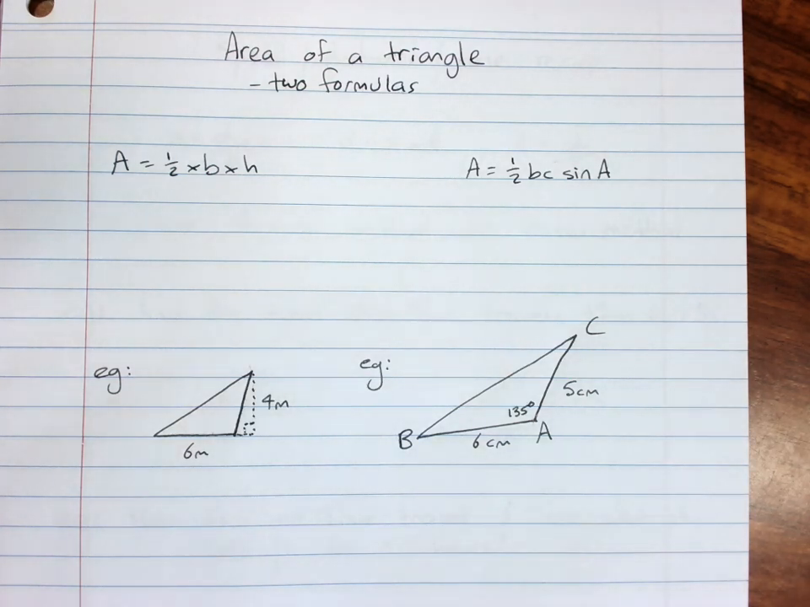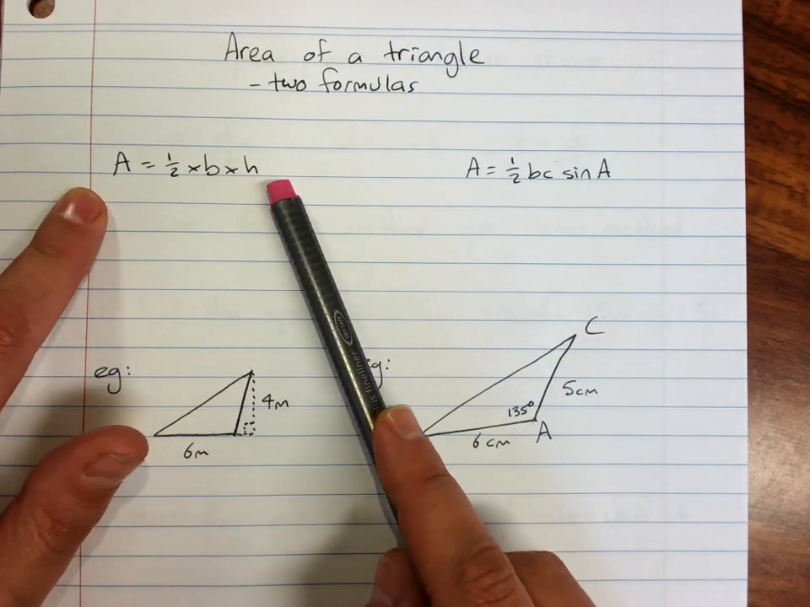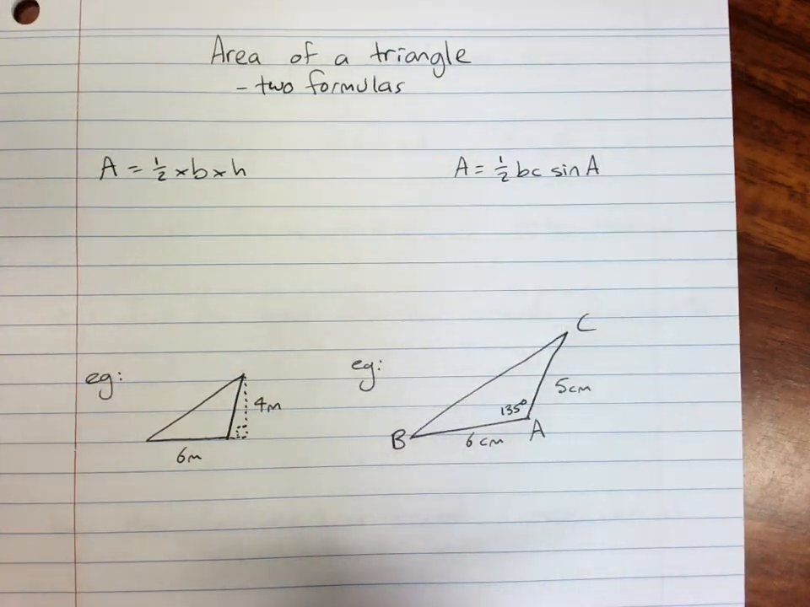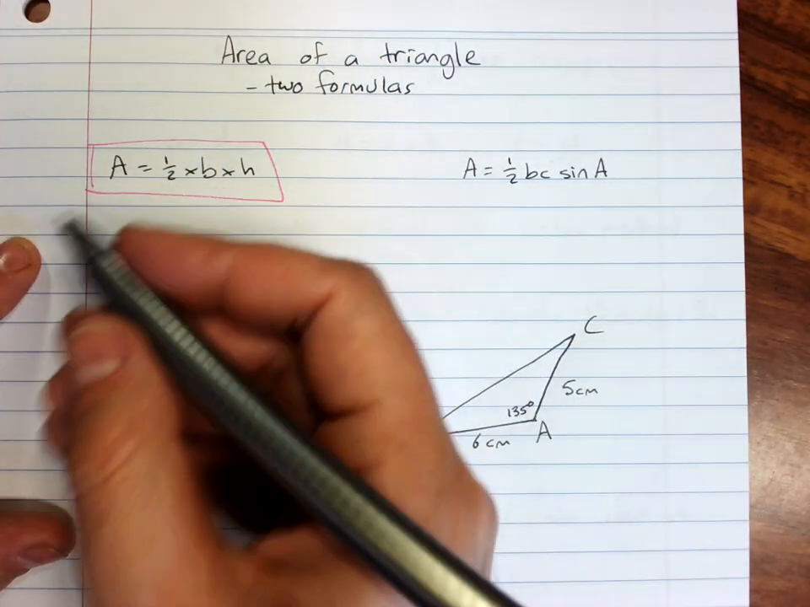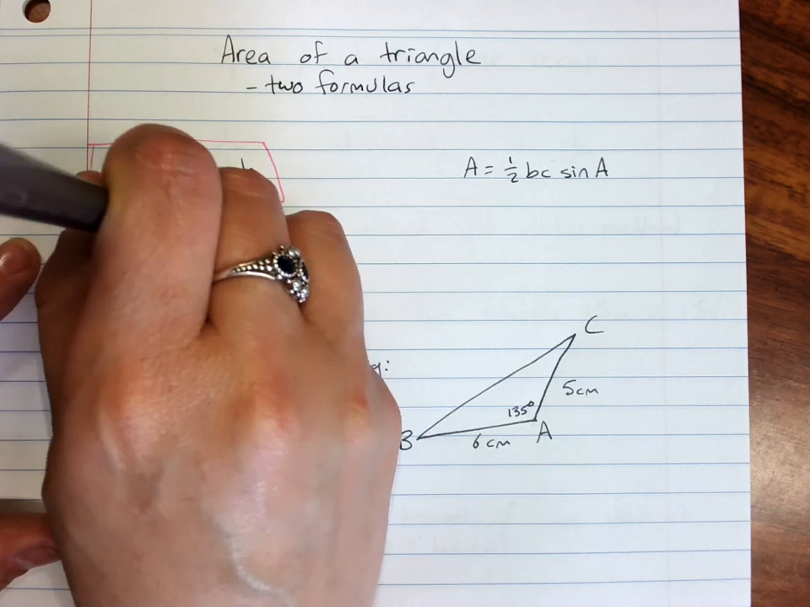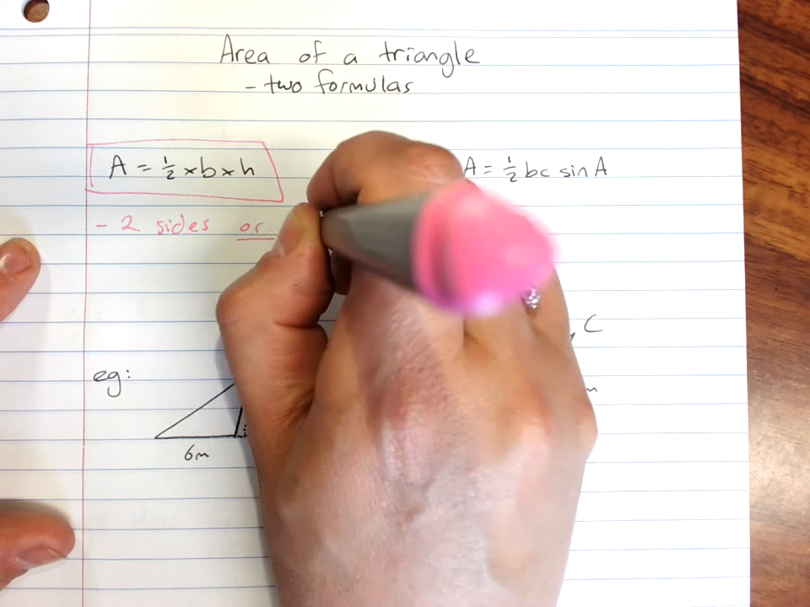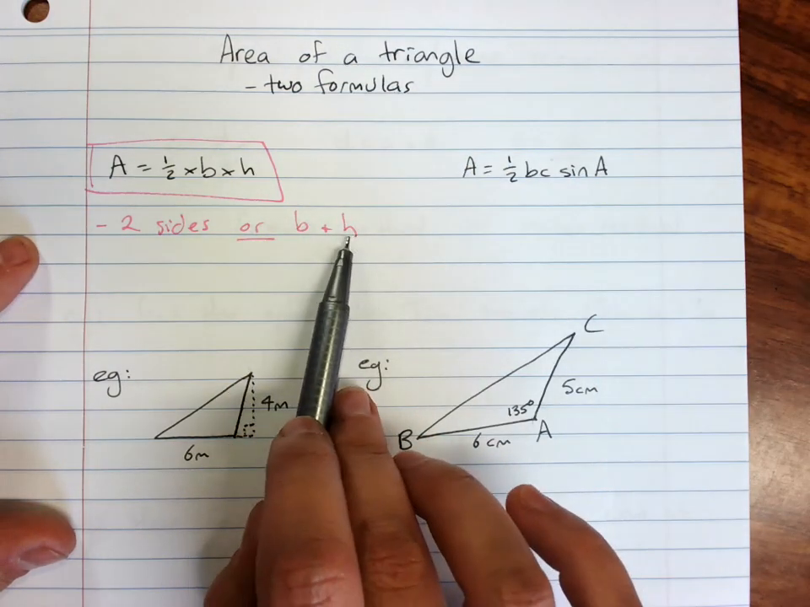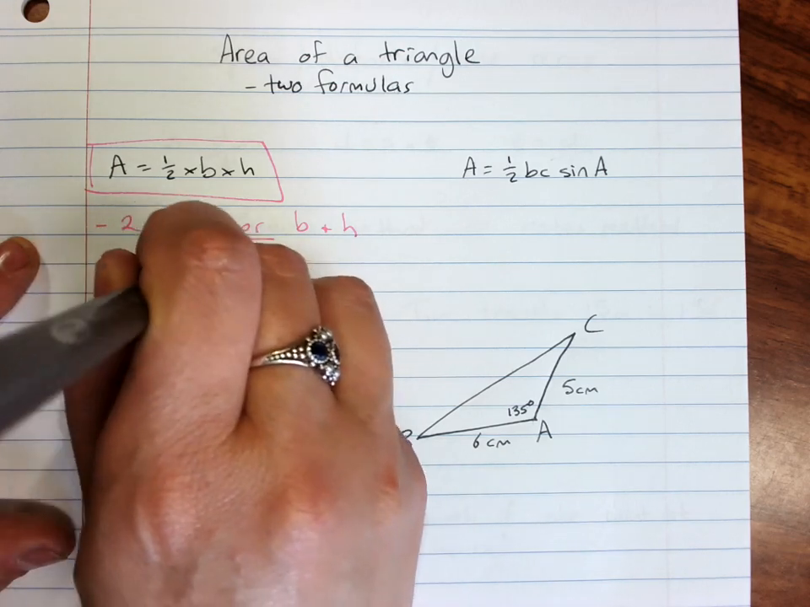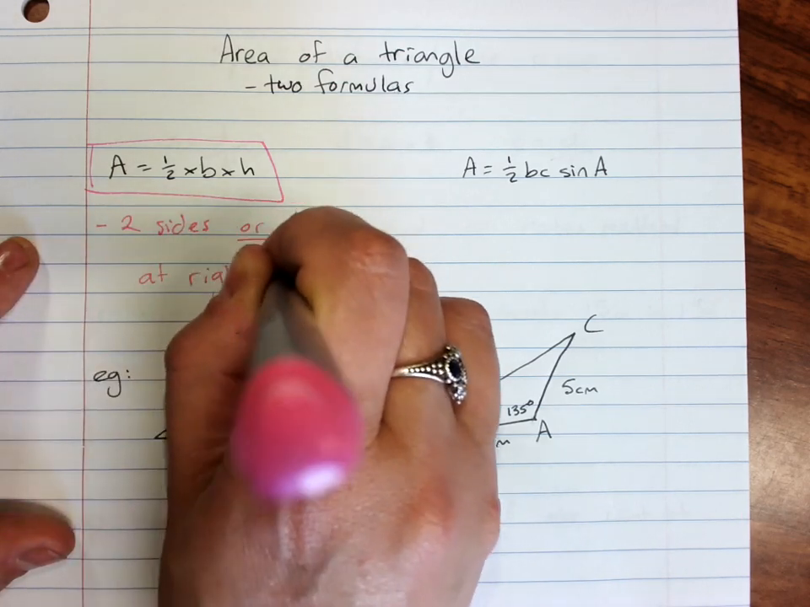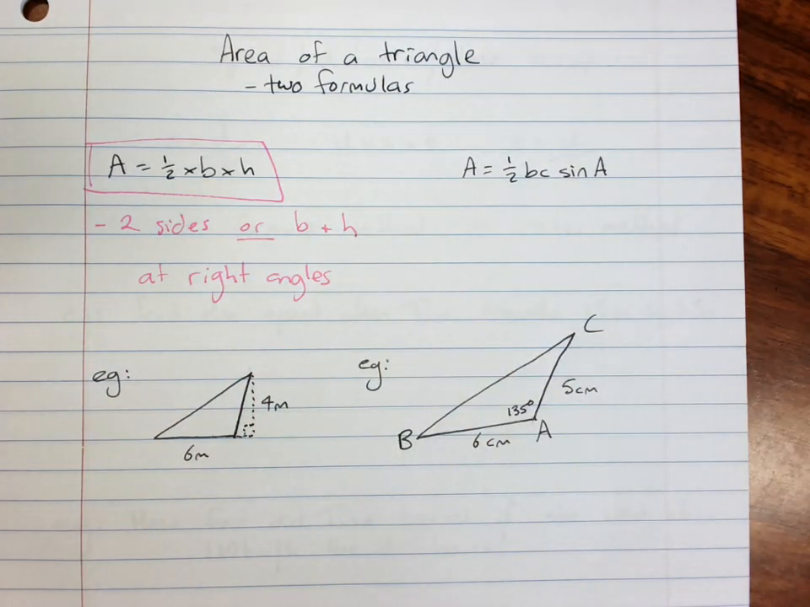Area of a triangle, looking at two different formulas. The formula we've always used for the area of a triangle is half times base times height. This is a perfectly acceptable formula, and to do this you need two sides, or the base and the height, because sometimes the height is inside or outside of the triangle, and they are at right angles. So you need to have the base and the height.